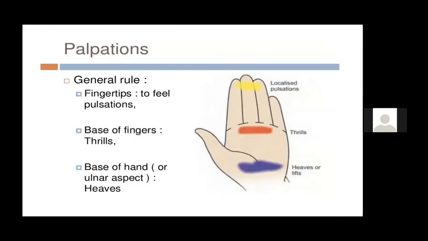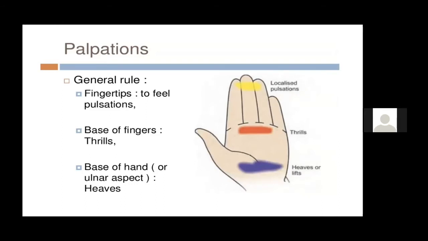Now, the general rule of palpation, I think you will remember from your MBBS days: these are the three areas, the fingertips, the base of the fingers, and the base of the hand. We know the base of the hand is best for the parasternal heave and parasternal lift. The difference we will discuss in the further slides.